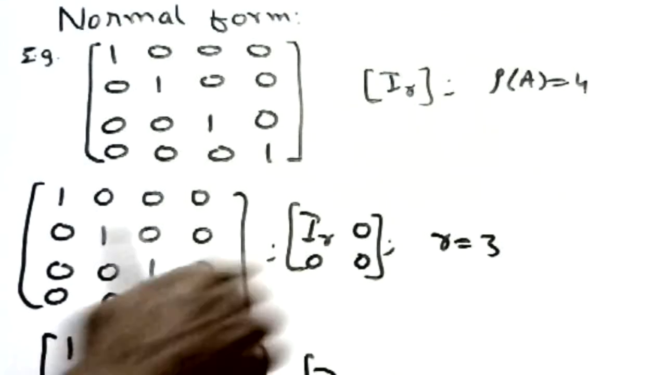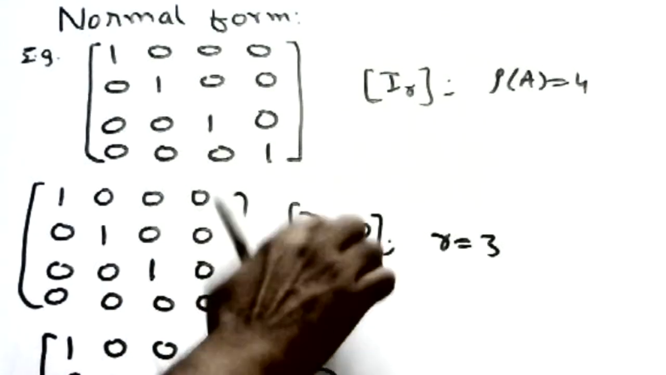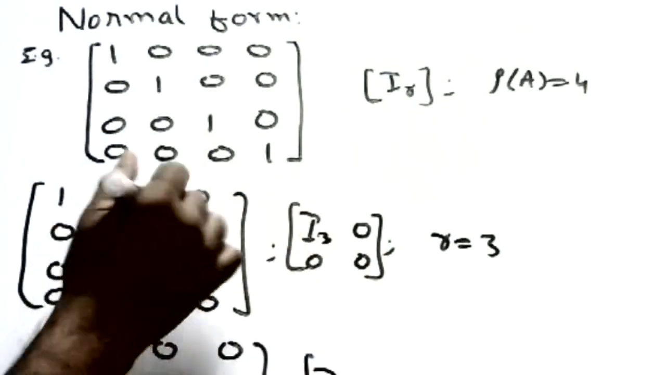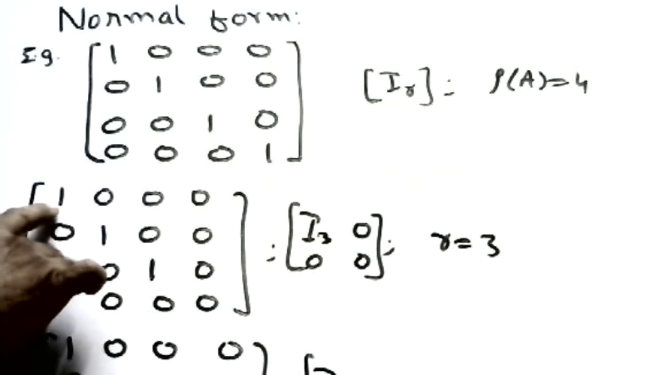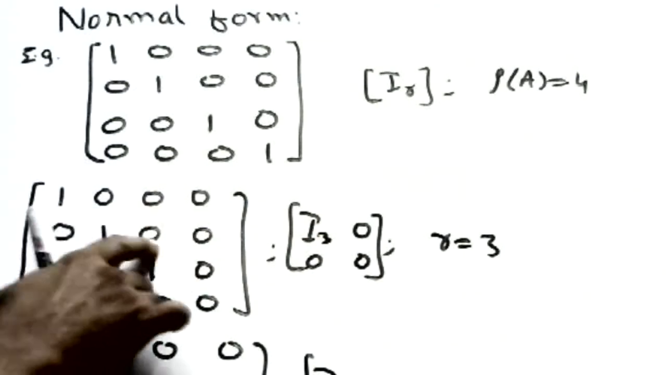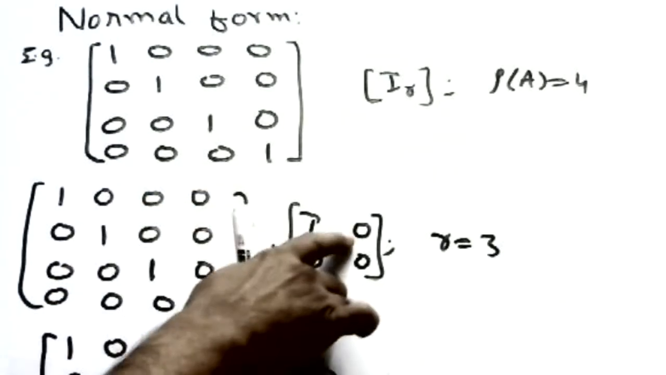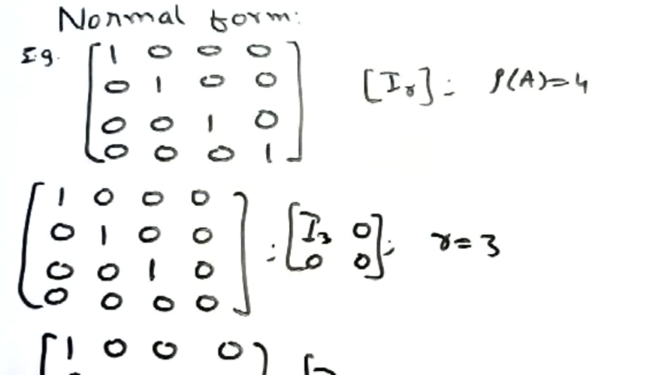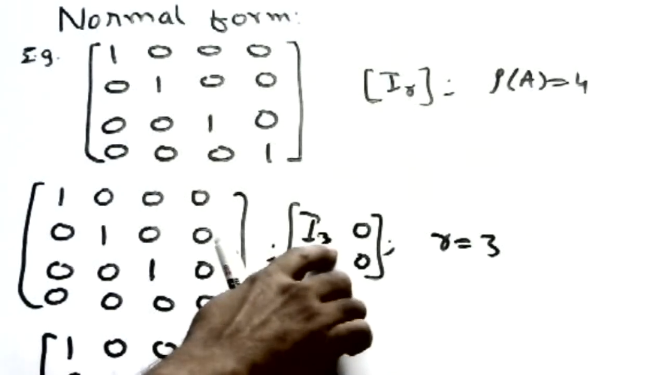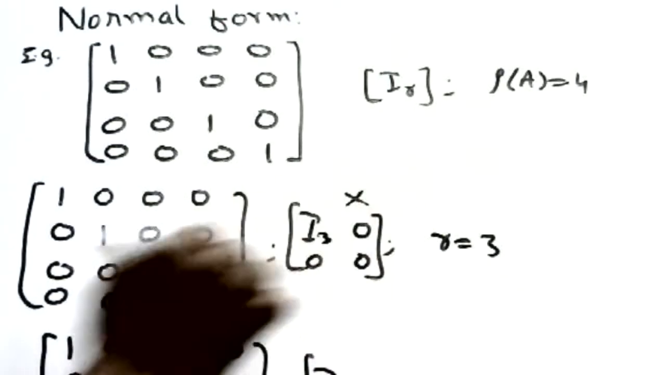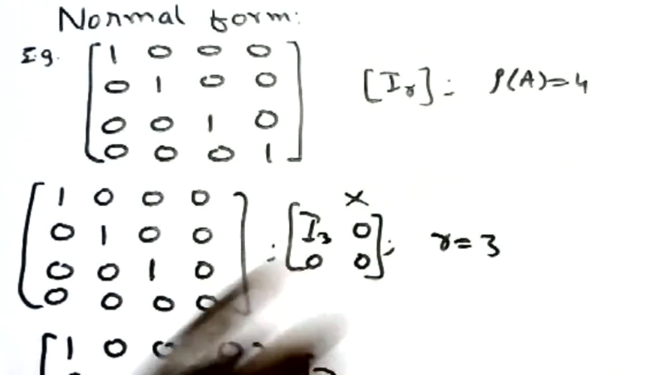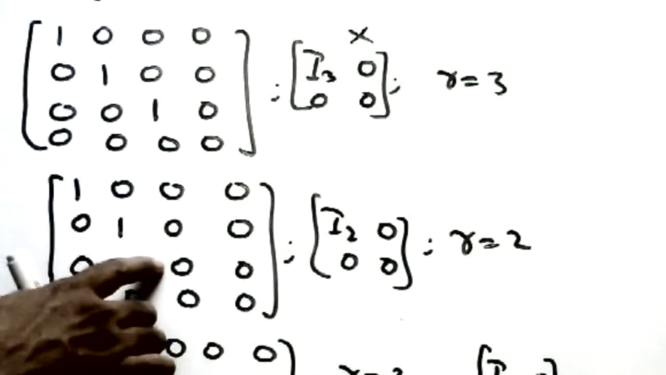We can write like this also. We are left with 3 ones, so we can write I3, because this is the 3 by 3 identity matrix 1 0 0 0 1 0 0 0 1. For these zeros, we wrote 0 here. So we can denote it like this also, but there is no need to denote it, we can write the answer directly. This rank is 3.